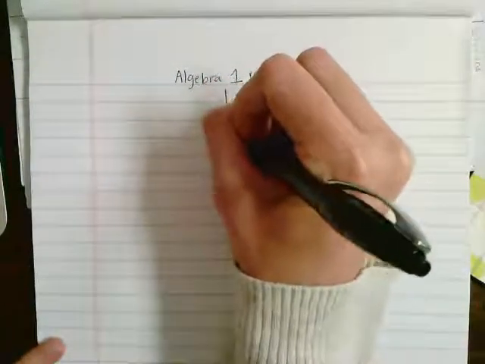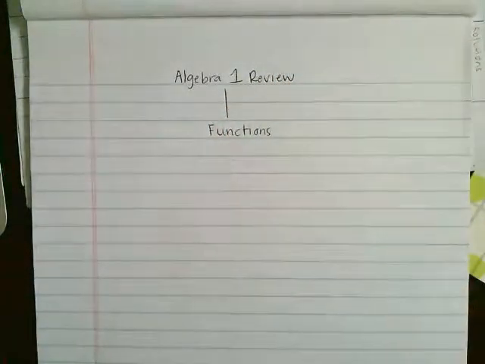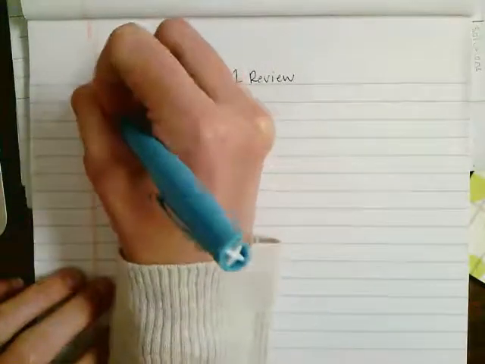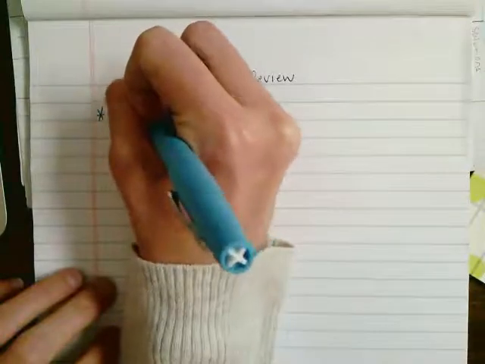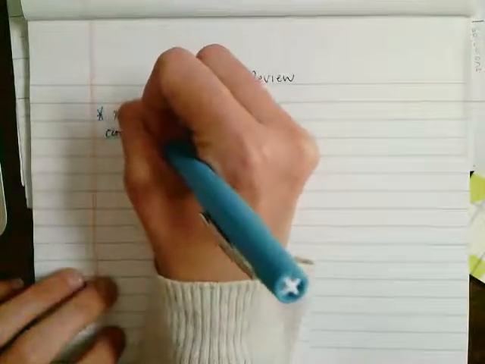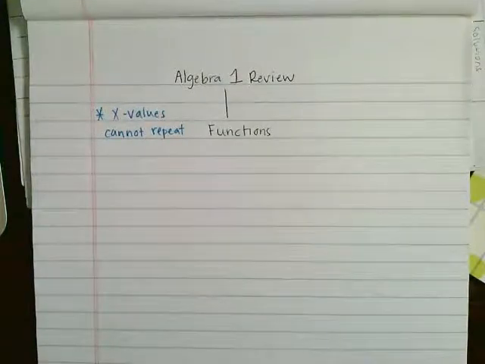Everything is a function. Okay, everything is a function. Now, if you remember what a function means, the x values cannot repeat. So in that case, that means that it passes the vertical line test. You can put that beside function if that helps you remember what a function is. It passes the vertical line test. The x values cannot repeat.